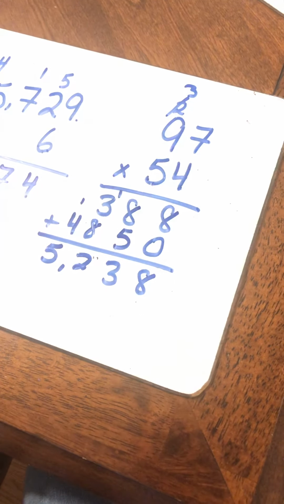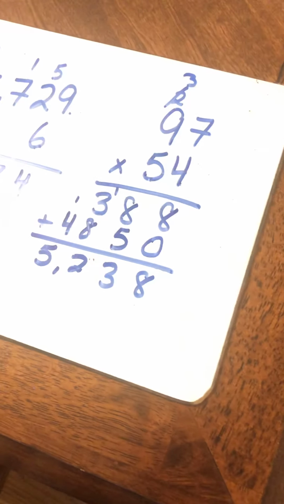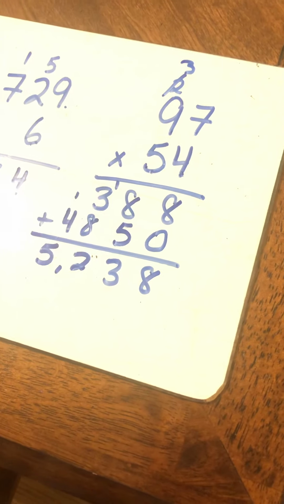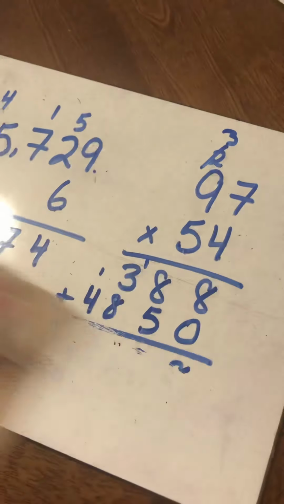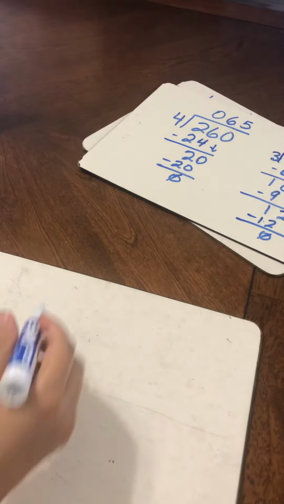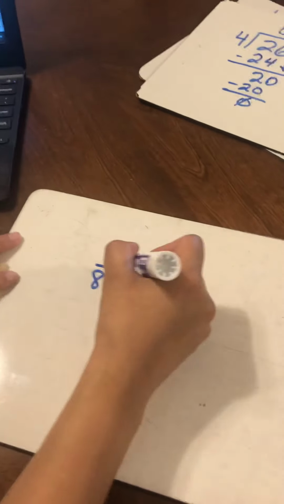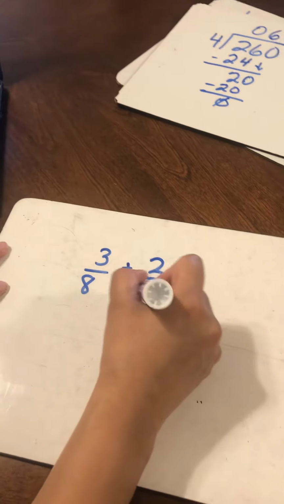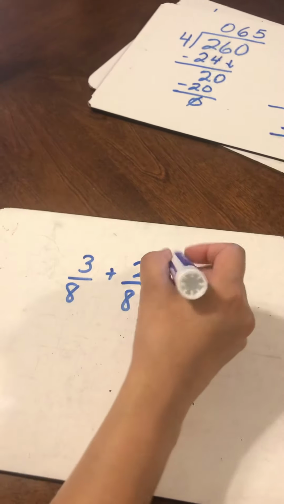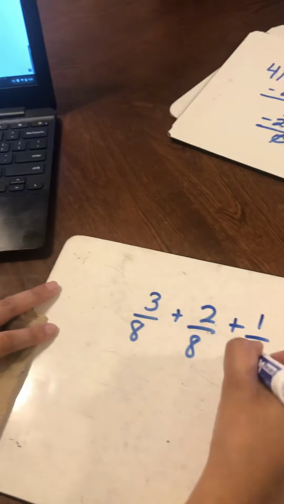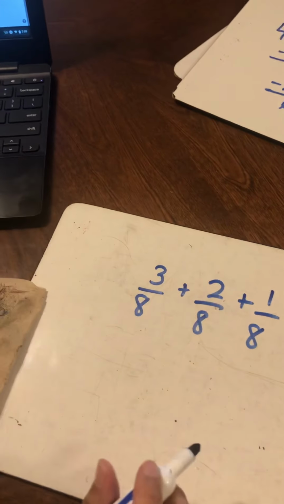For number 9, I just have to add up all these fractions. So he walked to his friend's house, then he walked to another friend's house, and then he walked to the mall, right? So first he walks 3/8 of a mile to Jenny's house. Then he walks 2/8 of a mile to pick up Tony. And then he walks 1/8 of a mile to go to the mall.